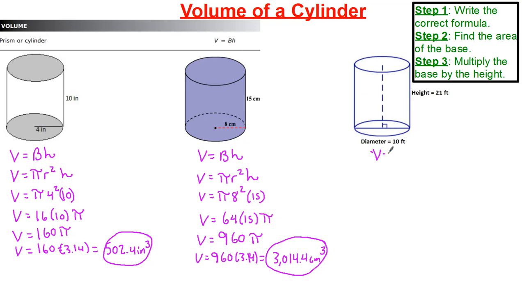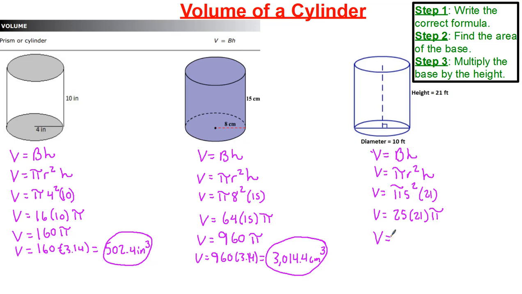Last one, volume is equal to base times height. Volume is equal to, once again, pi r squared. Write your formula and replace. Volume is equal to pi r squared. In this case, it gives me a diameter of 10, so my radius is 5. So pi times 5 squared, and then my height is going to be 21. So volume is equal to 25 times 21, because 5 squared is 5 times 5, not 5 times 2, and then pi at the end.